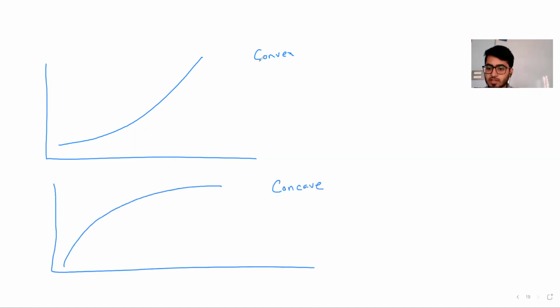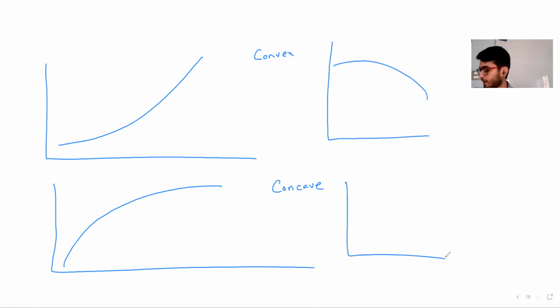So this is convex shape, this is concave shape. This I have shown for increasing. Similarly for decreasing, you can also see. So you might also have something like this, and you might also have something like this. So this is convex and this is concave.